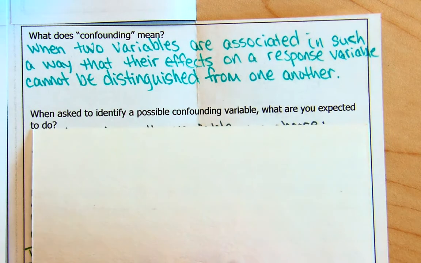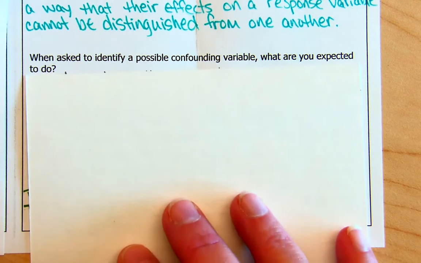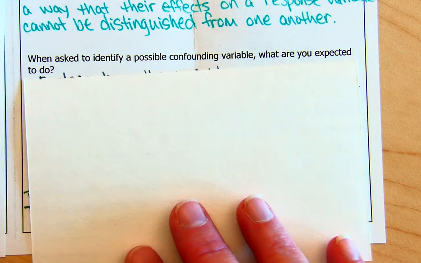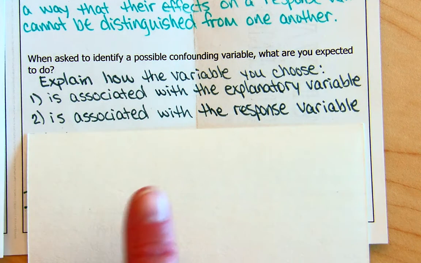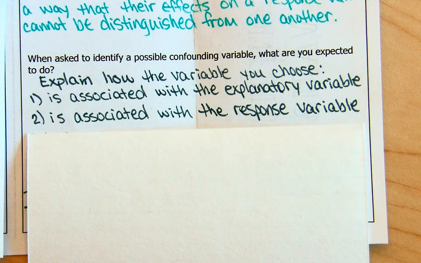Okay? So when you're asked a question on an AP exam or on a quiz or on a test, how are you expected to answer? First of all, you need to talk about how the variable that you think is a confounding variable is associated with the explanatory variable, and then second, how is it associated with the response variable?